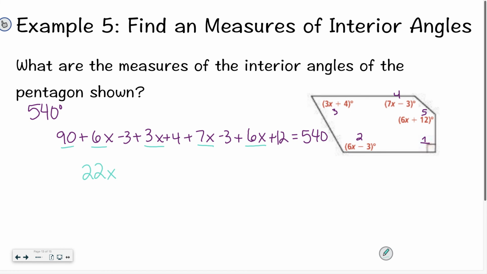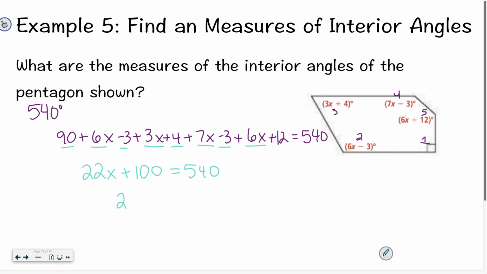And then I have 90 minus 3 is 87. Plus 4 is 91. Minus 3 is, let's see, I was at 91. Minus 3, that would give me 88. 88 plus 12 would give me 100. And then that is equal to 540. So 22x plus 100 equals 540.